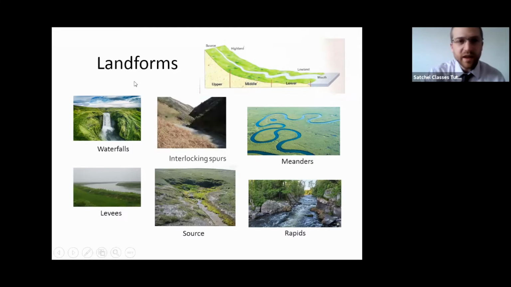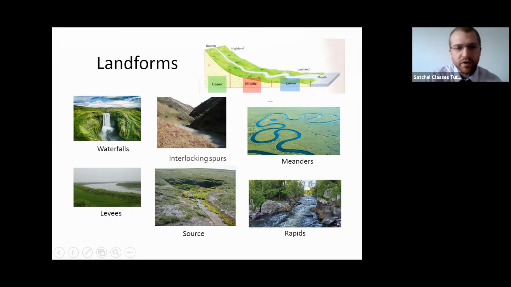So there are 6 landforms on there, and we want to try and identify where they come along here, whether they're going to be in the upper course, middle course, or lower course. And I've got 3 colors to segregate those 3 different sections.